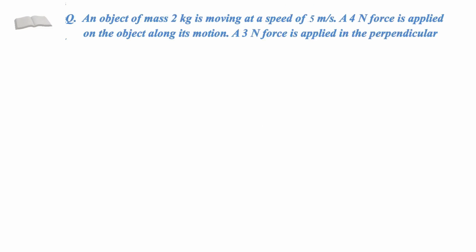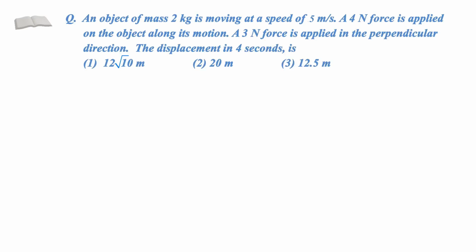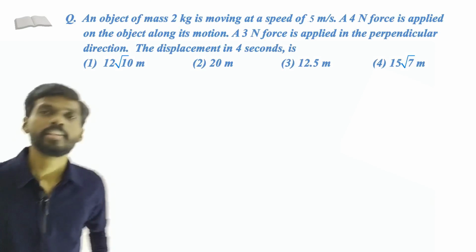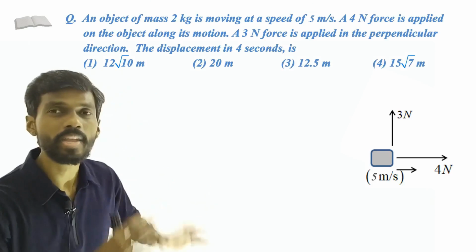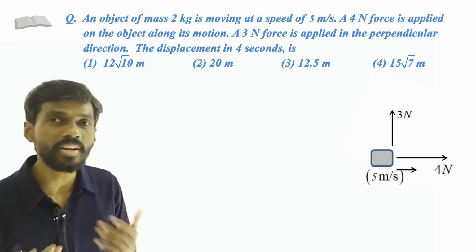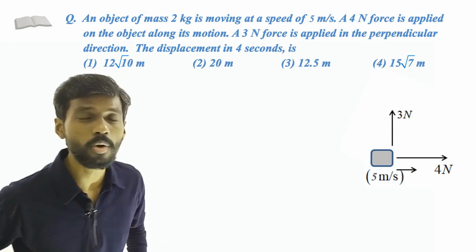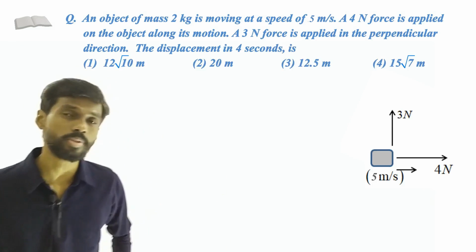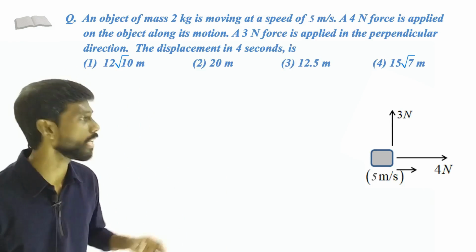An object of mass 2 kg is moving at a speed of 2 meter per second. A 4 Newton force is applied on the object along its motion. A 3 Newton force is applied in the perpendicular direction. The displacement in 4 seconds is? Here also we have an object moving at a certain speed and a force is applied, so there will be an acceleration. The acceleration of the object is known and the initial speed of the object is also known. We have to find the displacement in 4 seconds.